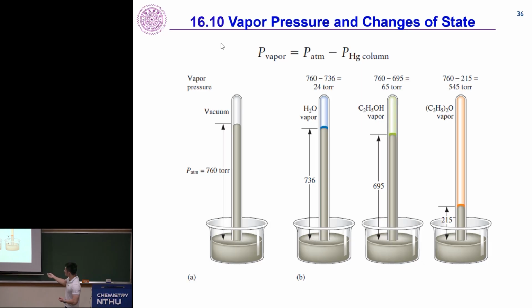And now we have some water, so we reduce the height from 760 to 736. So the difference is 24 torr. And then to 695 and 250. So this is the way we can actually measure the vapor pressure. And of course, you can see that for water, vapor pressure is small. For ethanol, vapor pressure is slightly higher, and for diethyl ether it is the highest.